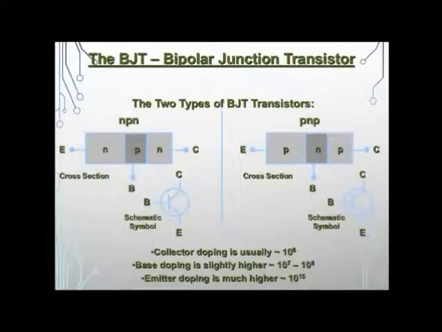Now, learning about these BJTs, there are two types as this diagram shows, PNP and NPN. In one case the p-type is sandwiched between two n-type materials, and in the other case the n-type is sandwiched, or doped, between two p-type materials. So this is the cross-sectional view of an NPN transistor.